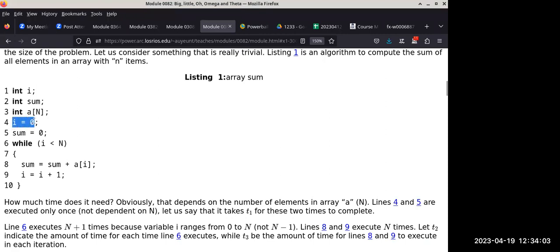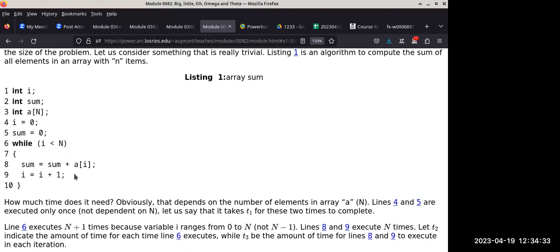So this is only done once, right? The initialization of sum is also only done once. Now the question is, what about these two lines? What about line 8 and line 9? How many times are those two statements performed? N times, right? So it's exactly N. What about the comparison of I is less than N? How many times is that executed? N plus 1, very good.